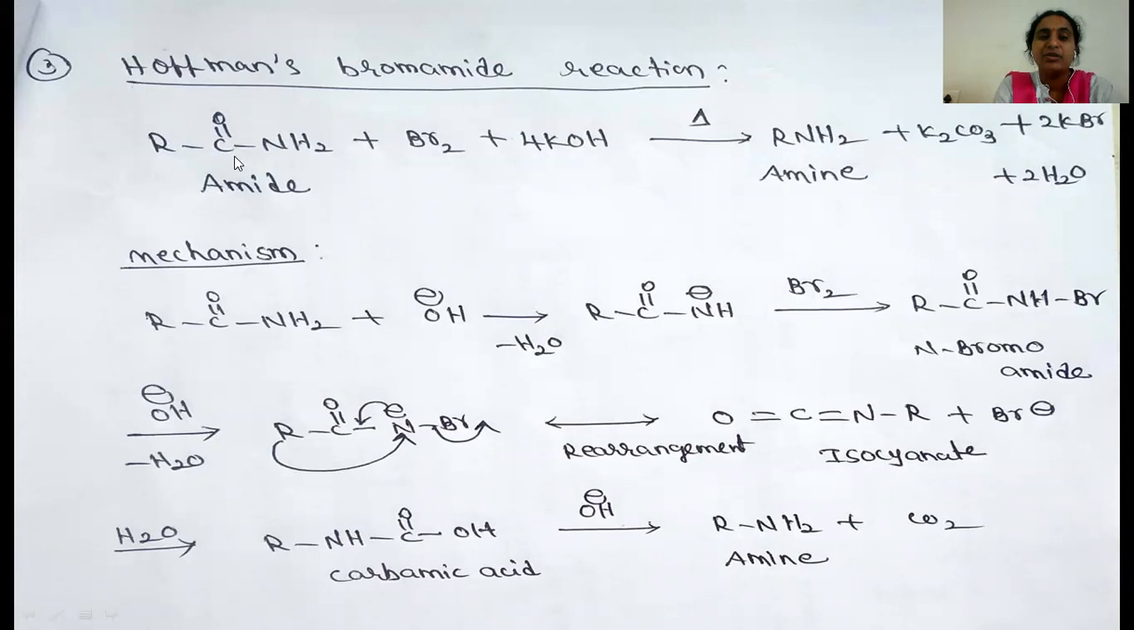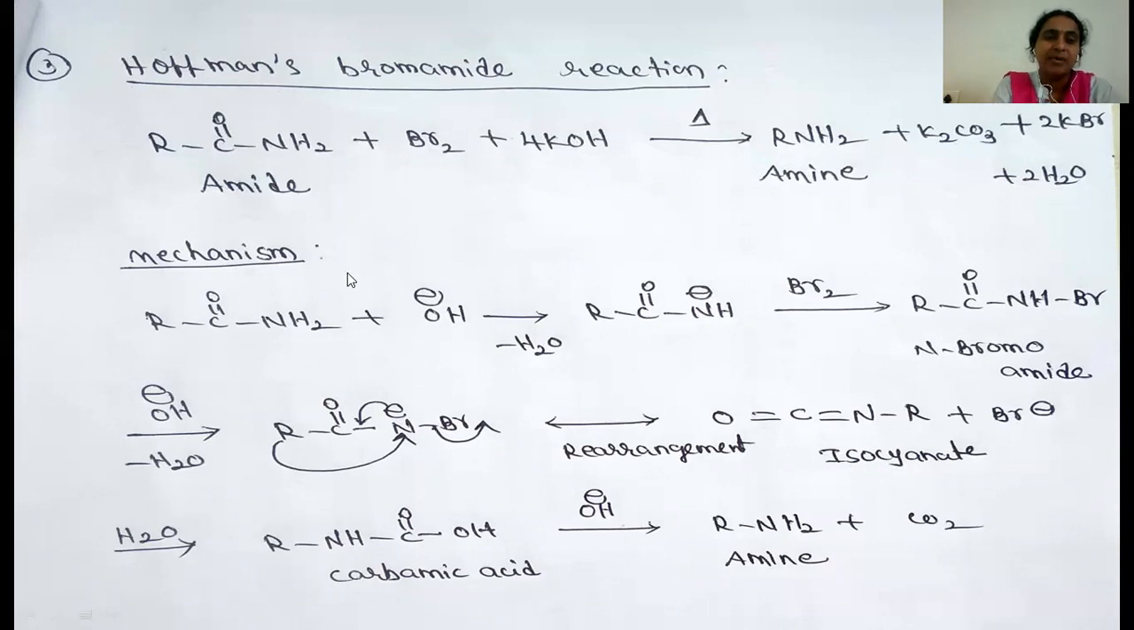If you see the difference between amide and amine, the only difference is that we have to remove this C double bond O group from reactant to product. So in this Hofmann's bromamide reaction, the starting reactant is amide, whereas the final product is amine, and the byproducts are K2CO3, KBr, and water.